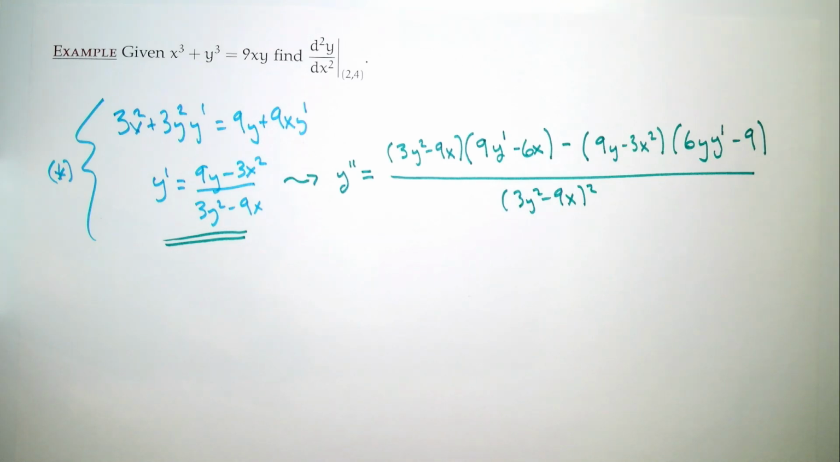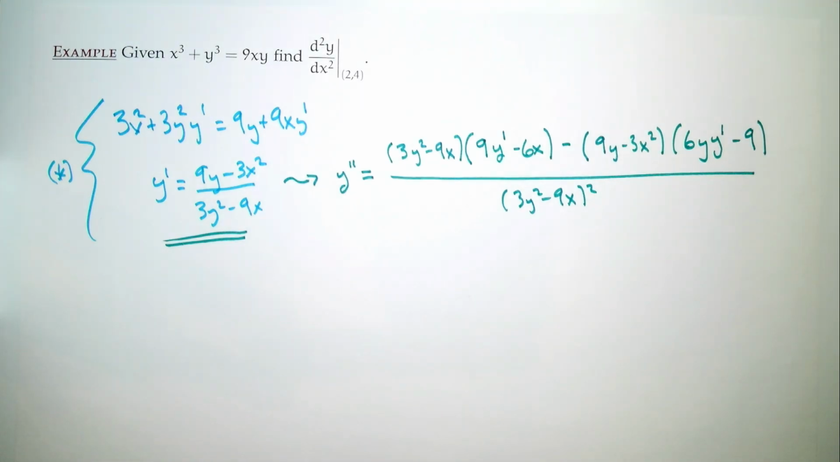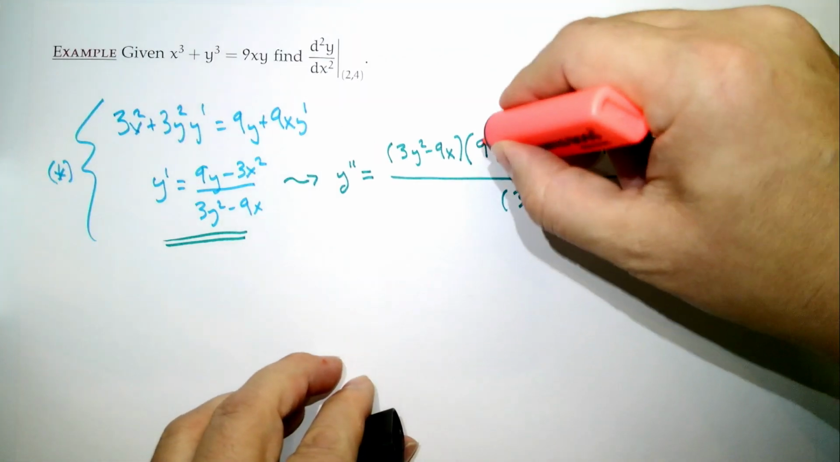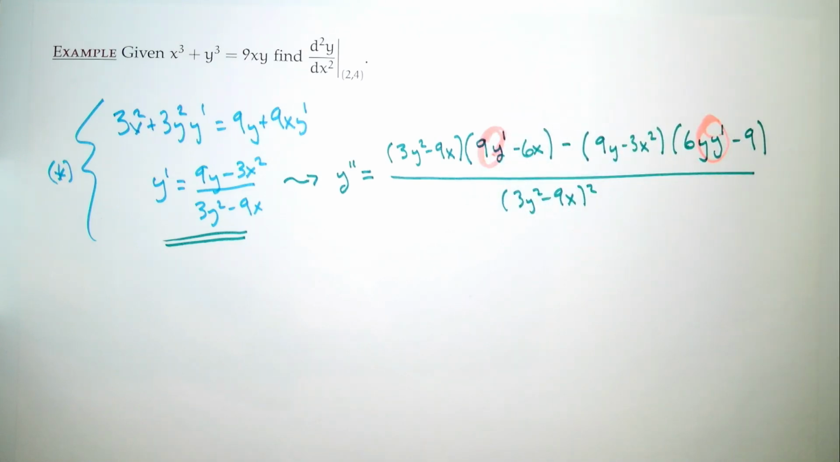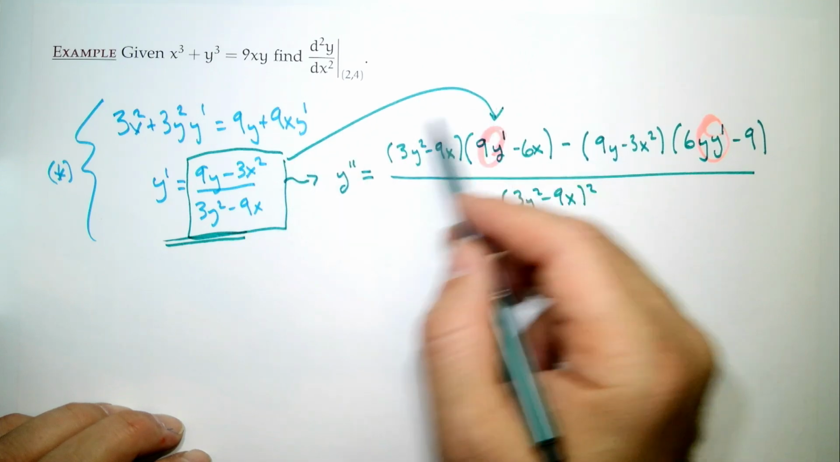Now suppose I actually wanted to solve for y double prime as a function of x and y. I probably shouldn't, but suppose I did. Where could I go next? So the y double prime is good. What don't we like? We don't like the y primes because we want to have it just as a function of x and y. So how can I get rid of the y primes? I can take this expression for y prime and plug it in.